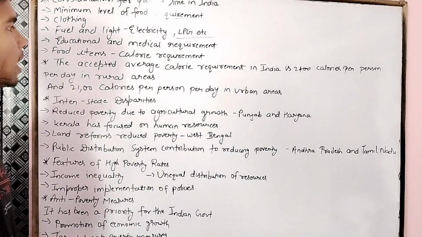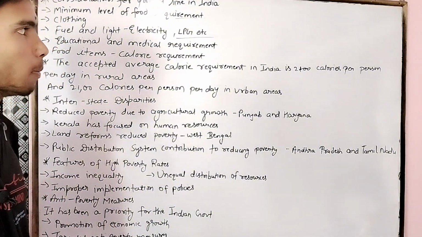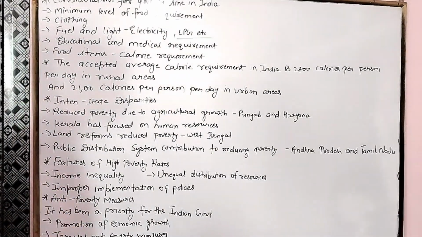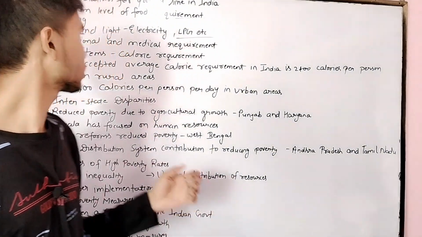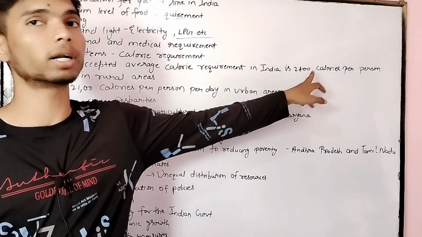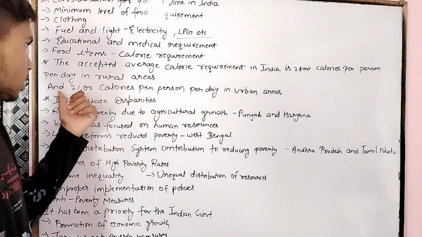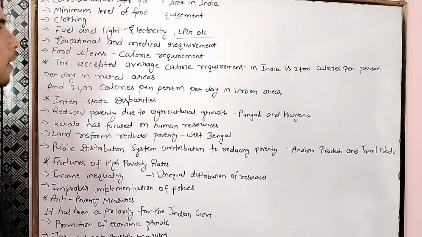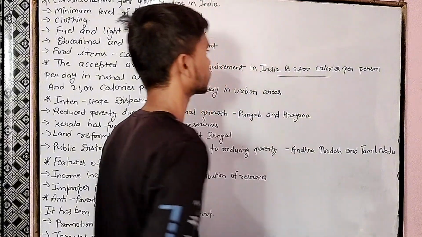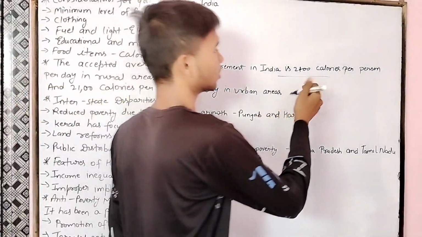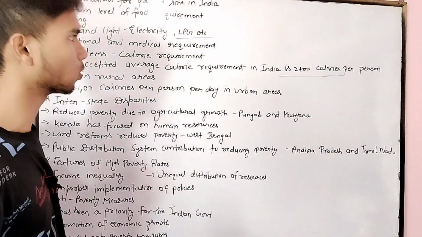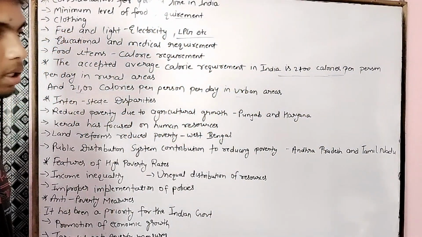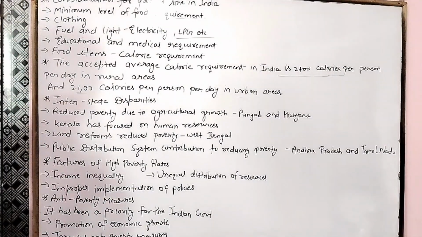Clearly, the accepted average calorie requirement in India is 2400 calories per person per day in rural areas, whereas the accepted average calorie requirement in India is 2100 calories per person per day in urban areas. Rural people will consume 2400 calories, whereas urban people will consume 2100 calories according to the need of the body.